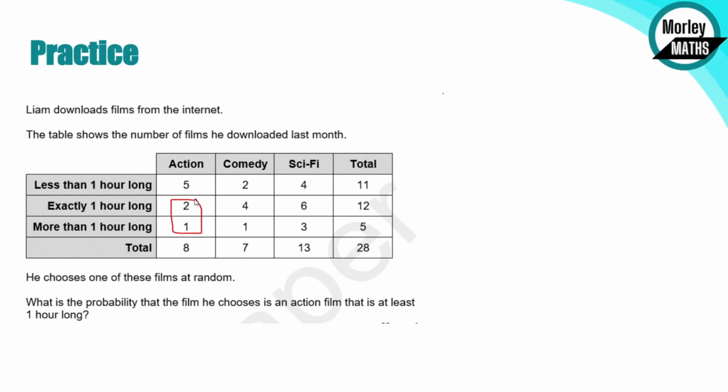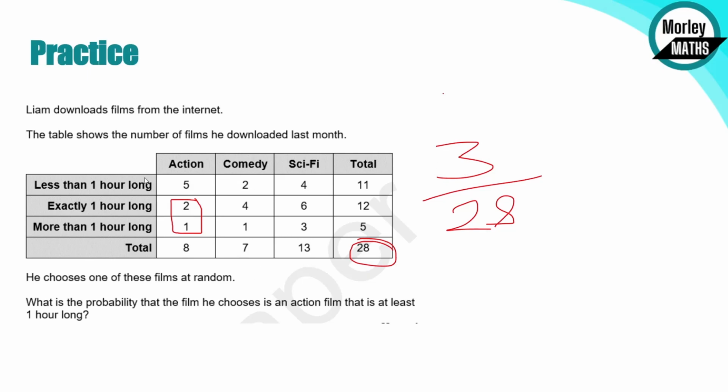So we've actually got two cells within the table here, one that's exactly 1 hour long, so there's two of those, and one that's more than an hour long. We can see we've got one movie in there. So in total here, we do have a total of 28 videos, which we can see here, and 3 of those are action films that are at least an hour long.